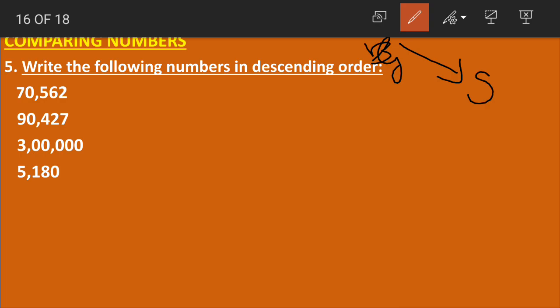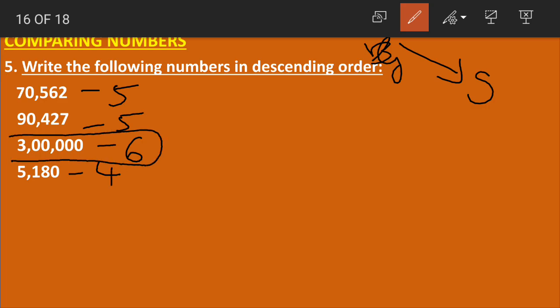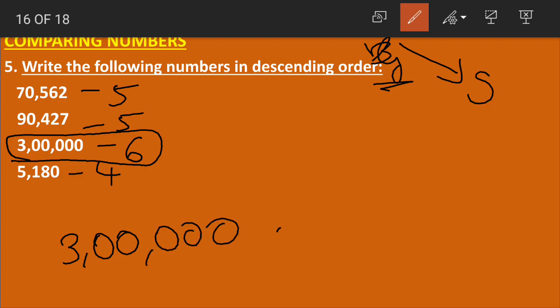If we look at the given numbers, the first has 5 digits, second has 5, third has 6 and the last one has 4 digits. Now the number with the greatest number of digits is 3 lakhs. It has 6 digits. So this becomes the greatest number. So the first number we have to write here is 3 lakhs.